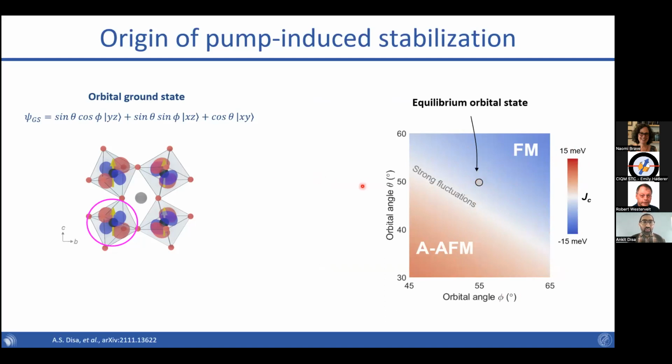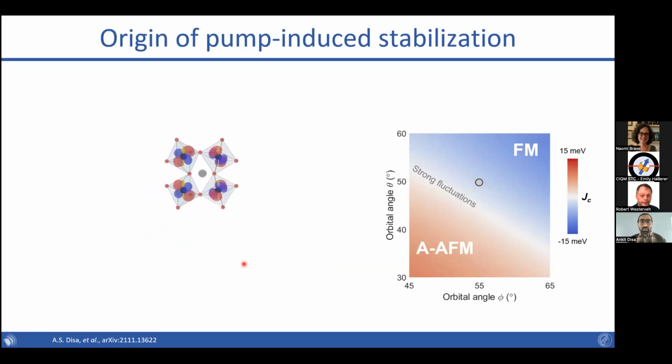And now we can ask the question, what happens when we pump the system? So what we can do is calculate what the driven lattice distortion does to the orbitals and how it moves us around in this effective phase diagram. When we do that for the 9 terahertz mode, we find that the system is pushed farther away from the boundary. So what this would predict is that we would suppress fluctuations and strengthen ferromagnetic order as we see in our experiment. And now we can also do this for the 16 and the 4 terahertz modes.